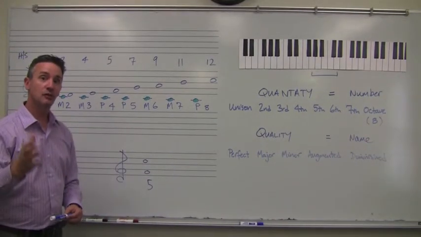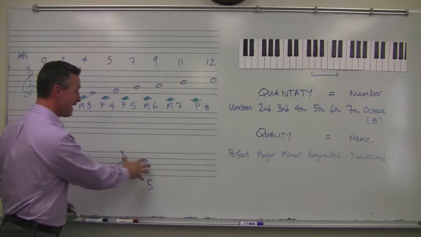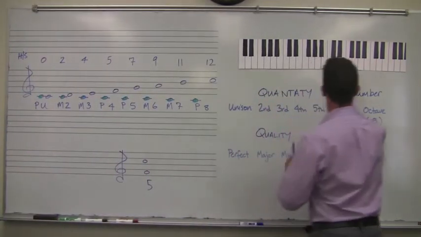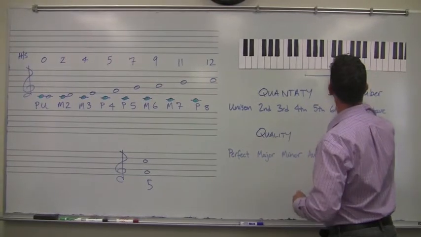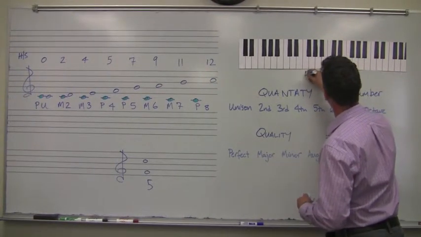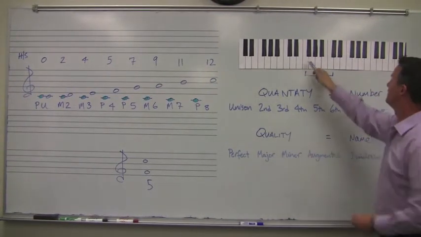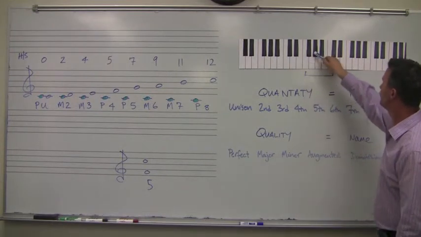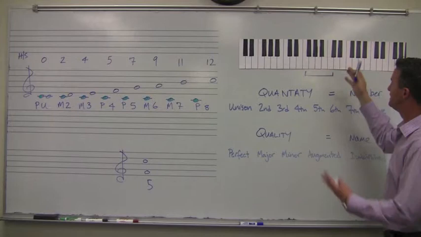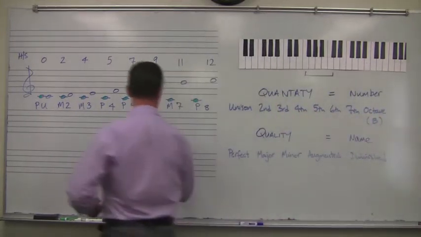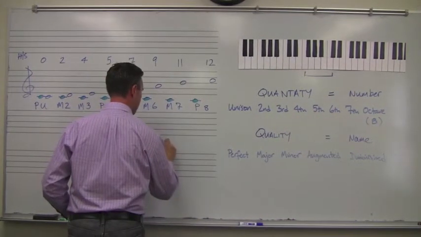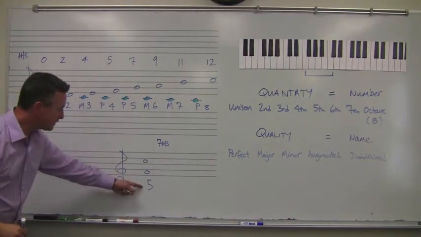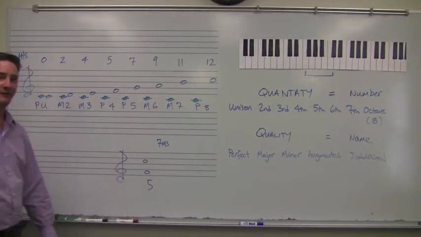Now I count up the total number of half steps. How many half steps between F and C? Well, I go over here and identify F and C, and I count up the number of half steps. Starting on F, I count the half steps as I go: 1, 2, 3, 4, 5, 6, 7. There are 7 half steps. So I know that this interval is some kind of fifth and it has 7 half steps.